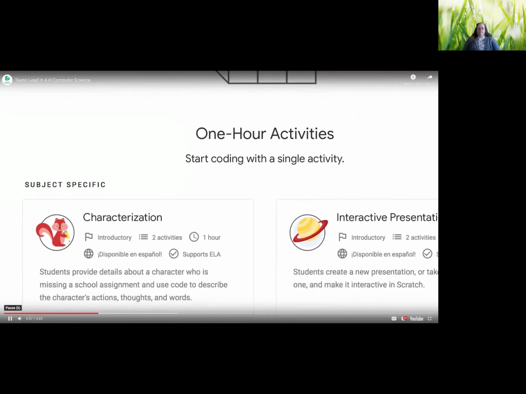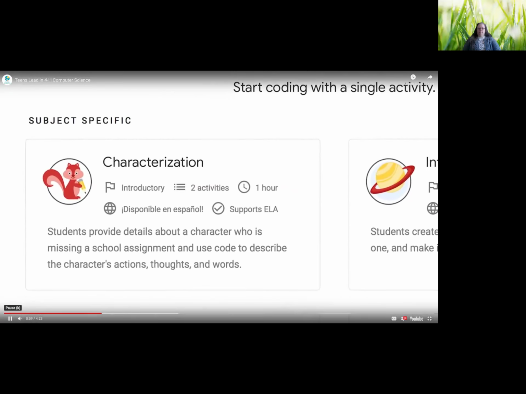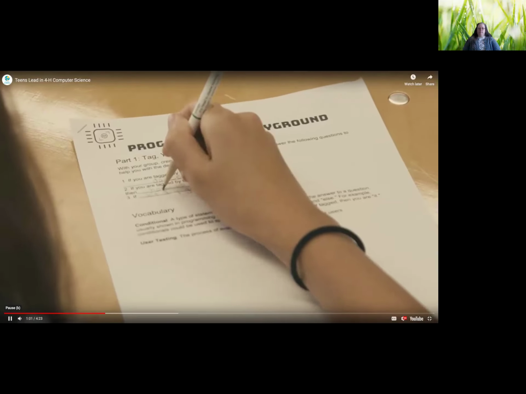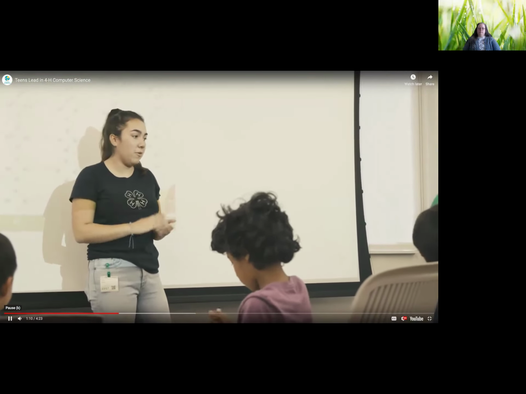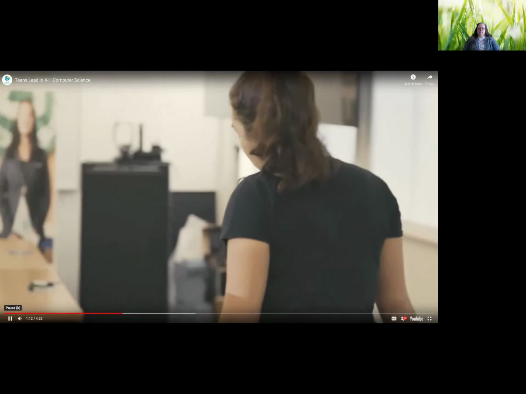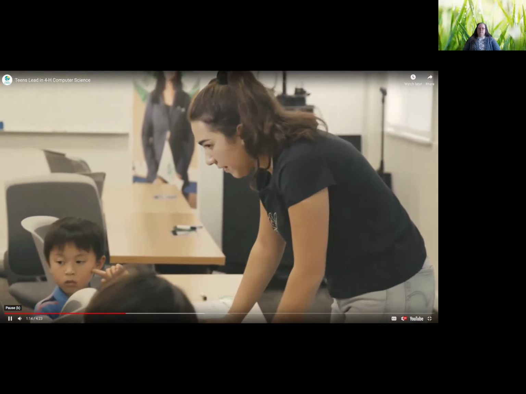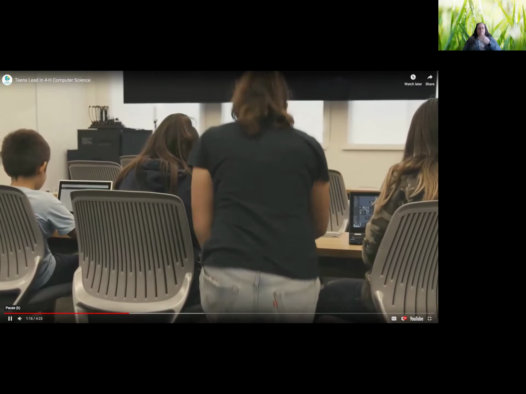We use the CS First curriculum, so we go over the script and what activities the youth will be doing, and the teen leaders, we watch it so we're familiar with it. And then at the meeting, we are in the front of the classroom guiding the youth through what they're doing, and then walking around during the meeting, helping them with any problems they have or answering any questions.